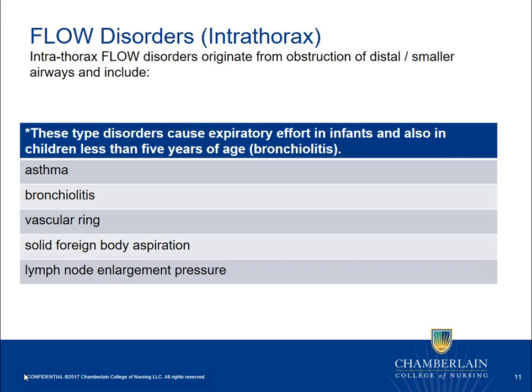Flow disorders, intrathorax. Intrathorax disorders originate from obstruction of distal smaller airways and include asthma, bronchiolitis, vascular ring, solid foreign body aspiration, and lymph node enlargement pressure. These types of disorders cause expiratory effort in infants and also in children less than 5 years of age, such as bronchiolitis.